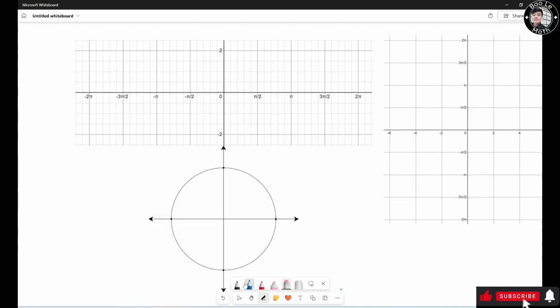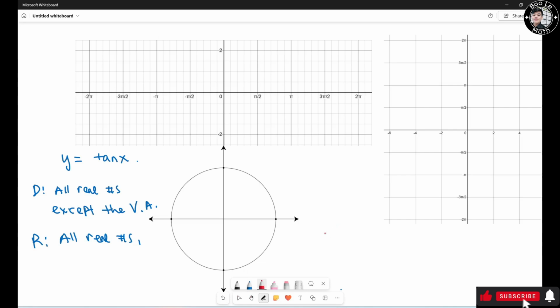Now let's move on to the next one, the tangent function, right? So y equals tangent of s. We know that the domain of the tangent function is going to be all real numbers except the vertical asymptotes, right? So keep that in mind. The range should be all real numbers. We know that the tangent function is undefined at pi over 2 plus k pi, right? So basically, we need to draw the vertical asymptotes, right?